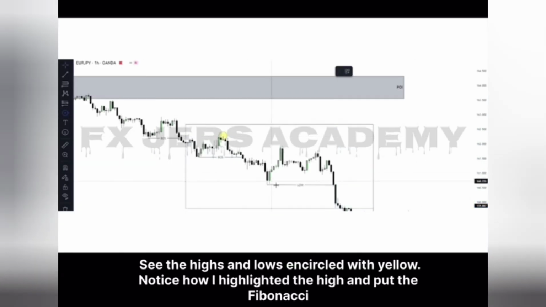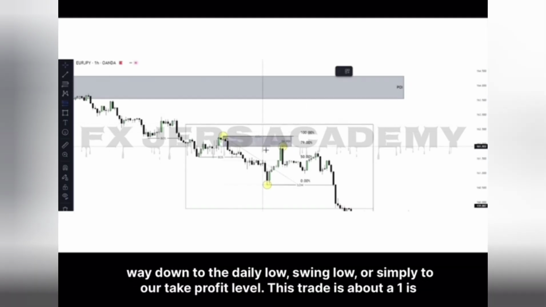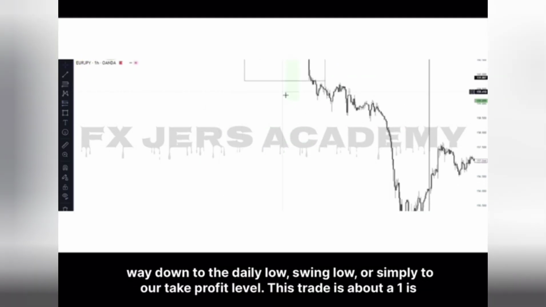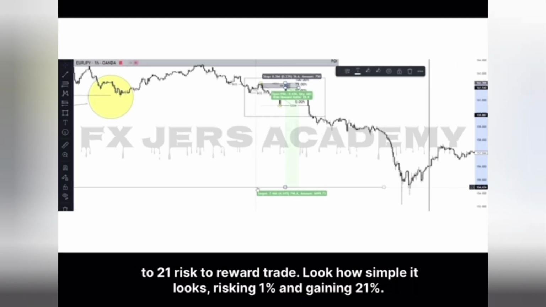See the highs and lows encircled with yellow. Notice how I highlighted the high and put the Fibonacci from high to low, marking the 1-hour supply zone. See how the market has tapped and dropped all the way down to the daily low, swing low, or simply to our take profit level. This trade is about a 1:21 risk to reward trade. Look how simple it looks, risking 1% and gaining 21%.